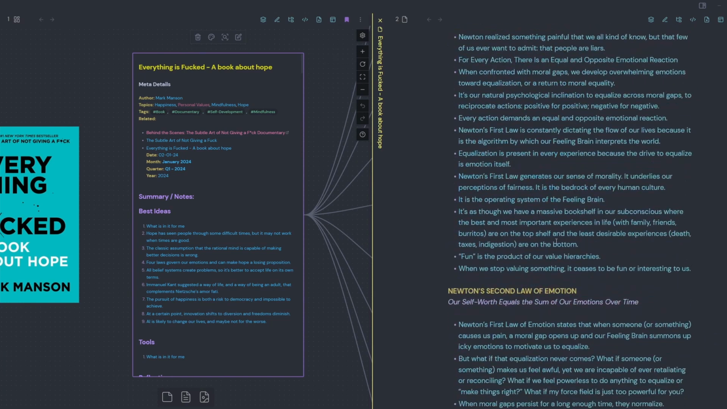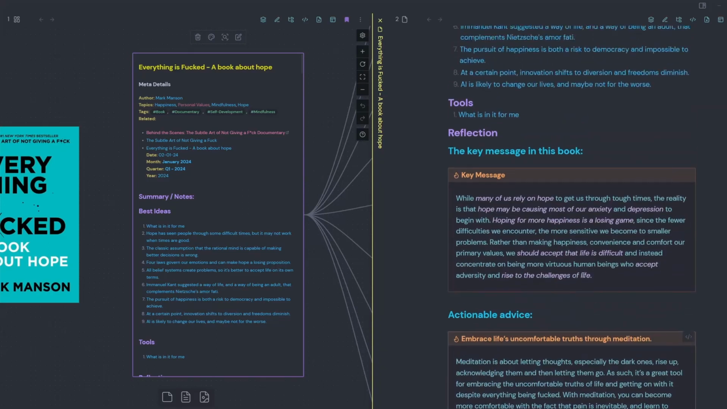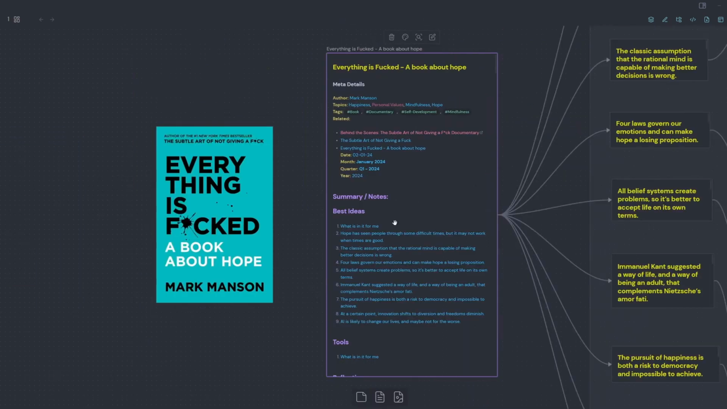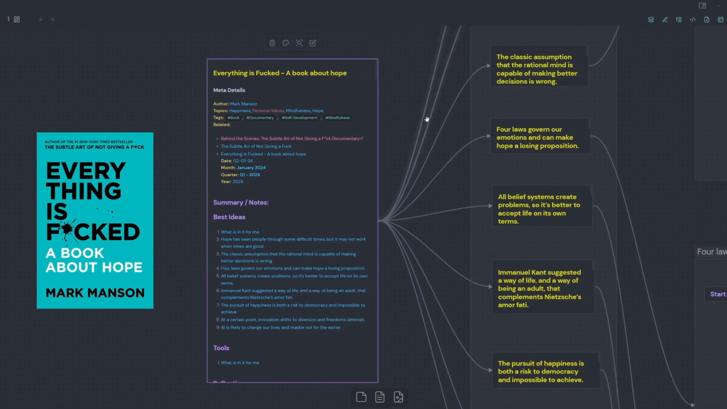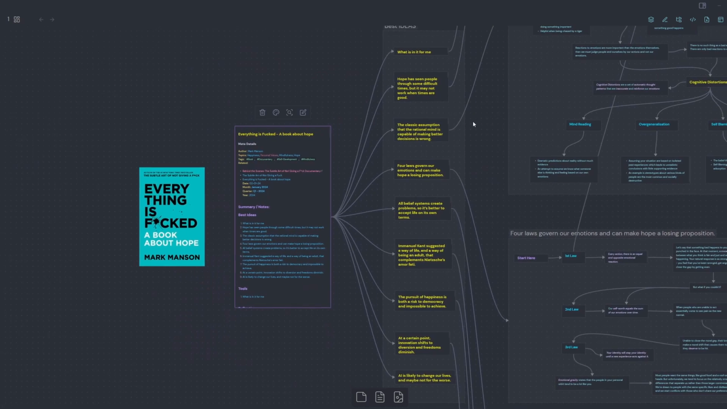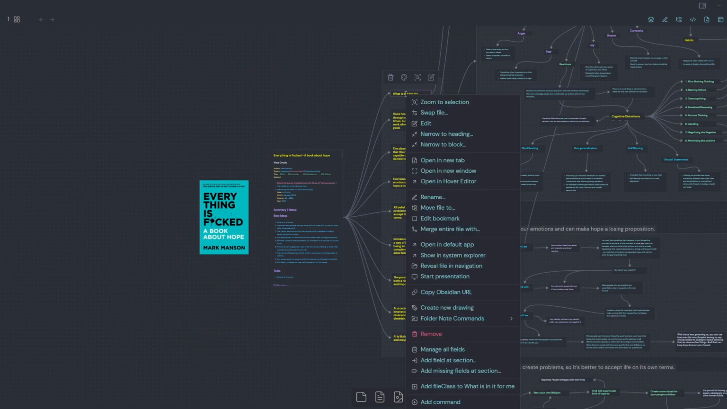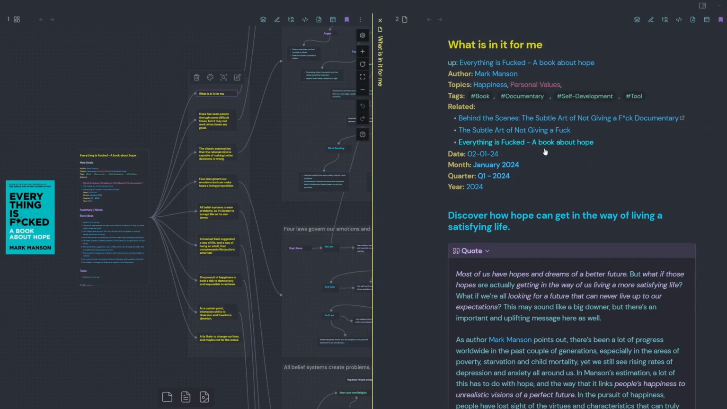Now, text on a page is very difficult to understand. I'm a visual thinker, and that's why I build mind maps from my book notes. So we can see, if I close this now, that that's my initial note broken out into these 9 best ideas, which come out into this group here, 9 best ideas. So we've got what's in it for me. You can open that as its own note by right-clicking and open a new tab.